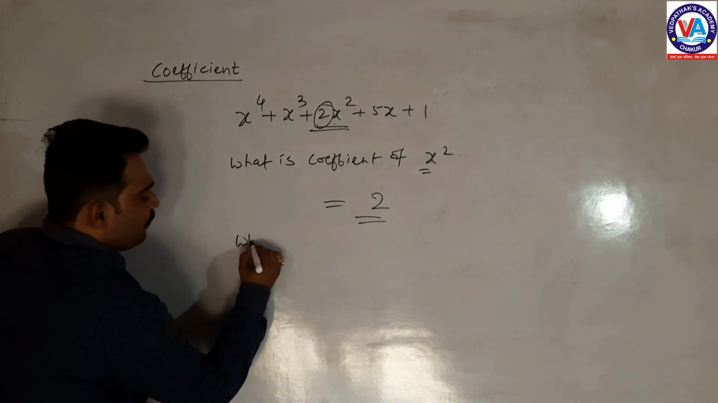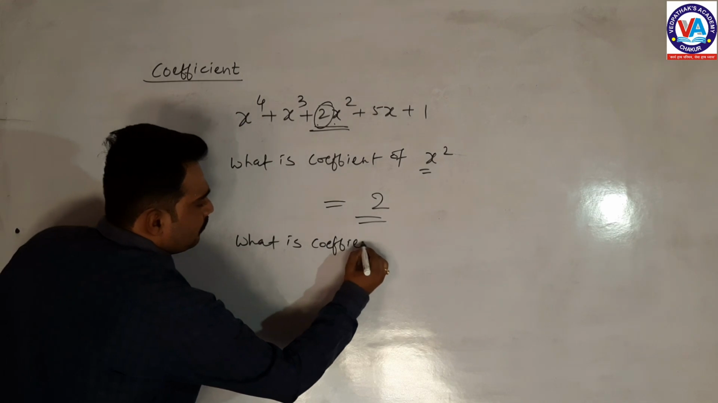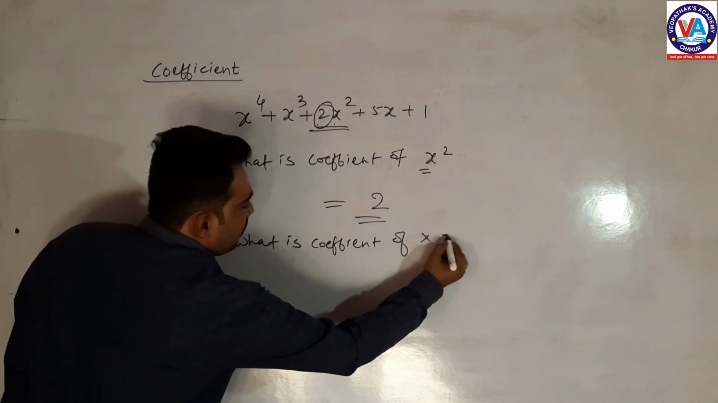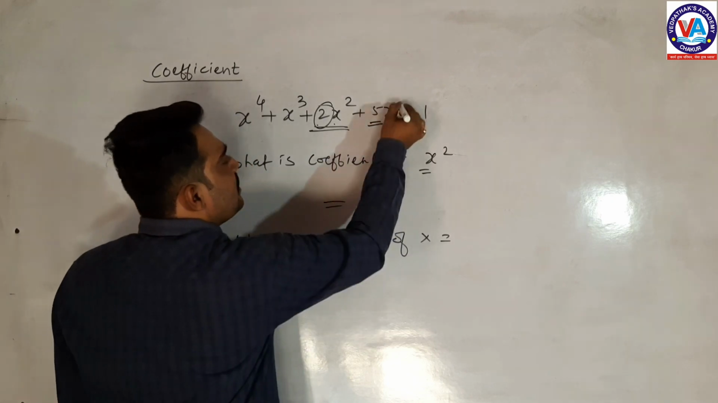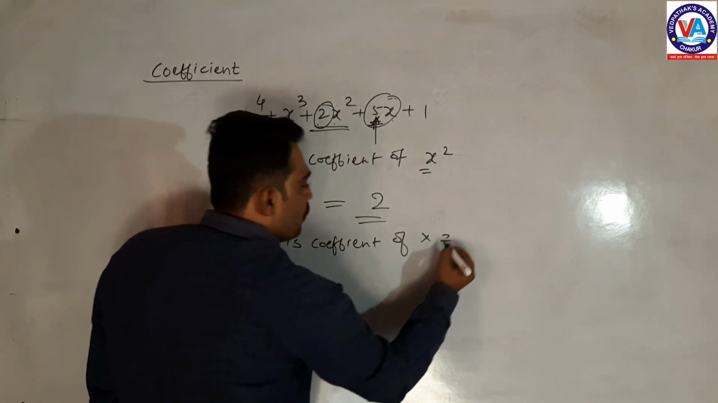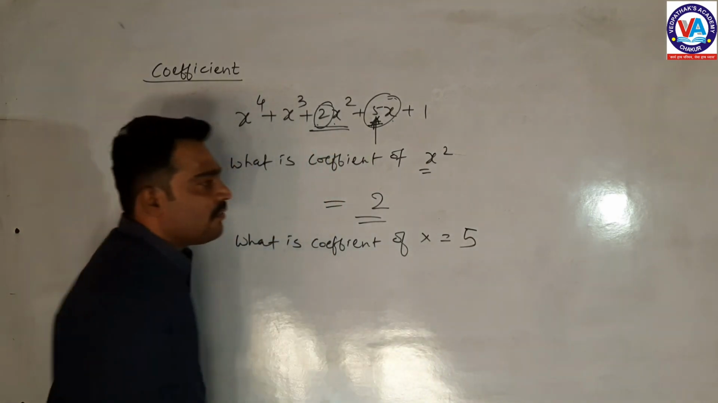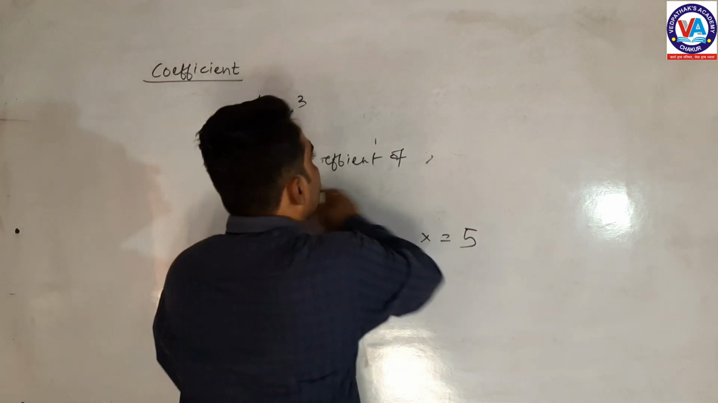So what is coefficient of x here? What is the coefficient of x here? x चा coefficient काय असणार आहे? Yes, x सोबत x ची टर्म कुठे इथे आहे? x च्या सोबत काय आहे? 5. So coefficient of x will be is equal to 5. So we'll take few more examples.